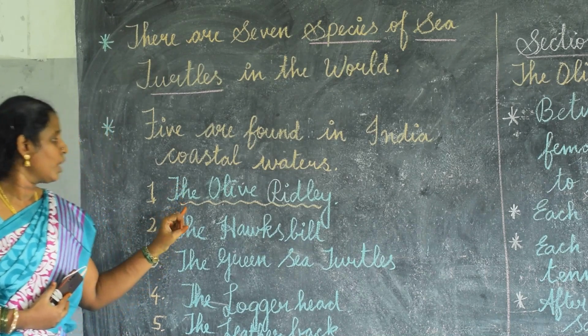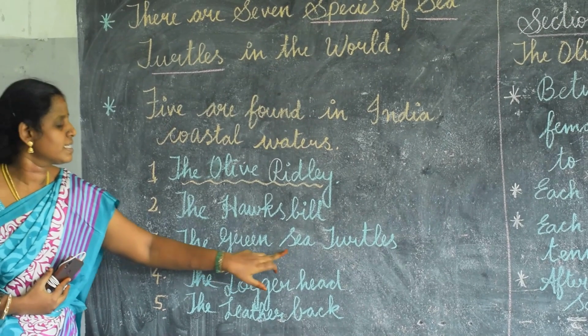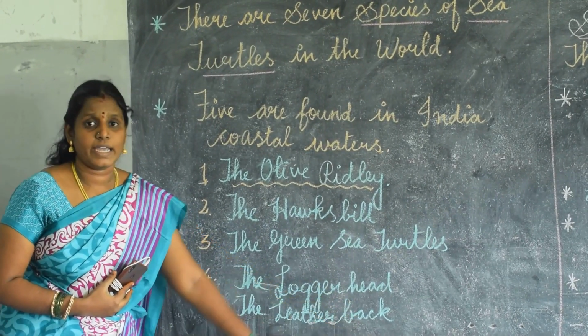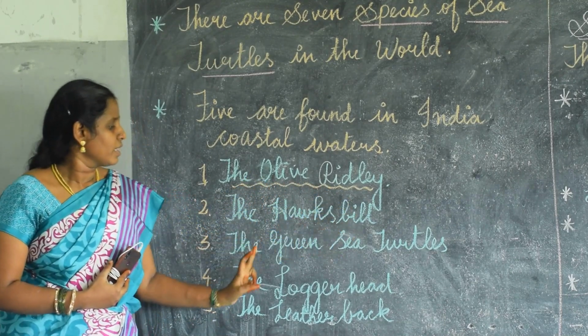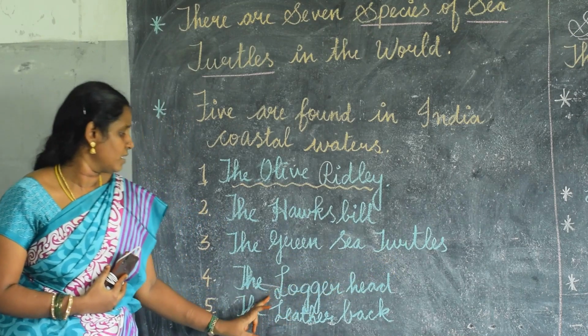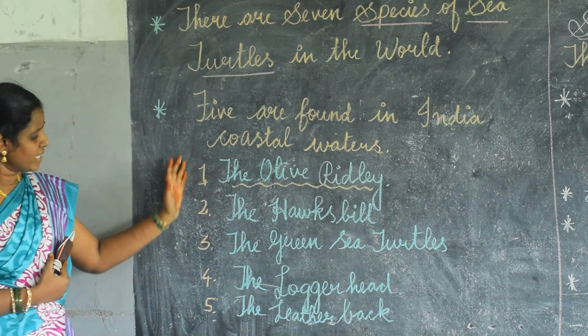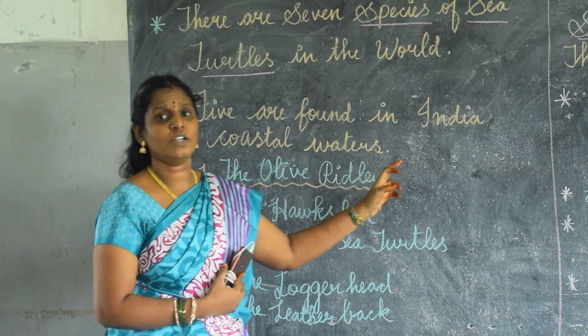They are the Olive Ridley, the hawksbill, the green sea turtle, the loggerhead and the leatherback. Again I am repeating, the Olive Ridley, the hawksbill, the green sea turtle, the loggerhead and the leatherback. Among these 5, only the Olive Ridley can we mostly see in our Indian coastal area.